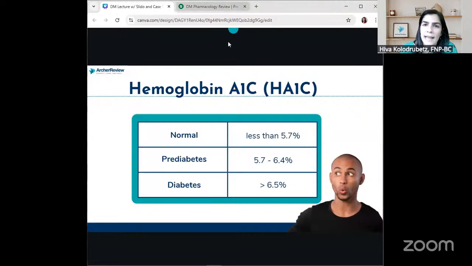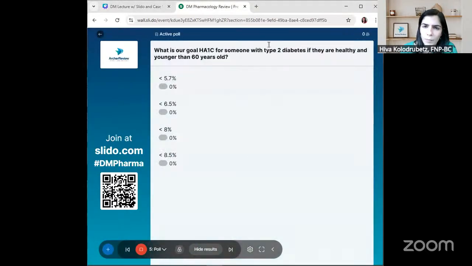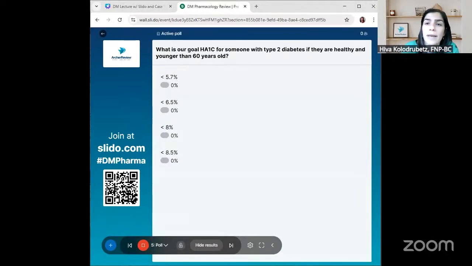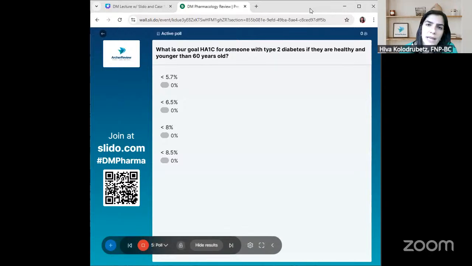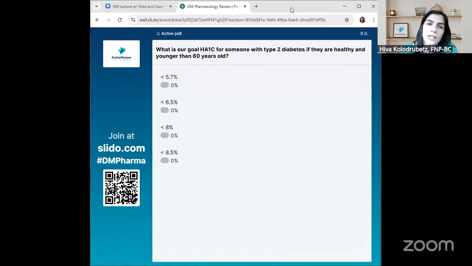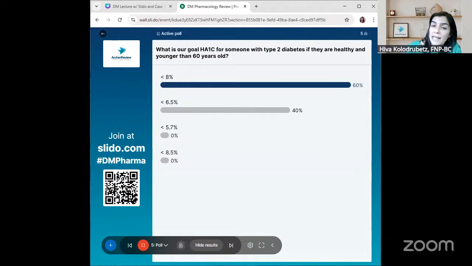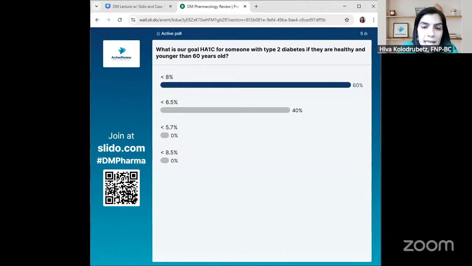I'm going to launch our next poll. What do you think is our goal for A1C once we've diagnosed a type 2 diabetic patient, and let's say they're younger than 60 years old and healthy otherwise? What is going to be our goal A1C for our type 2 diabetic patients when we're continuing to manage their diabetes? Where do we want to get them? Do we want to get them less than 8%, less than 6.5%, less than 5.7%, less than 8.5%? What do you think is our goal?